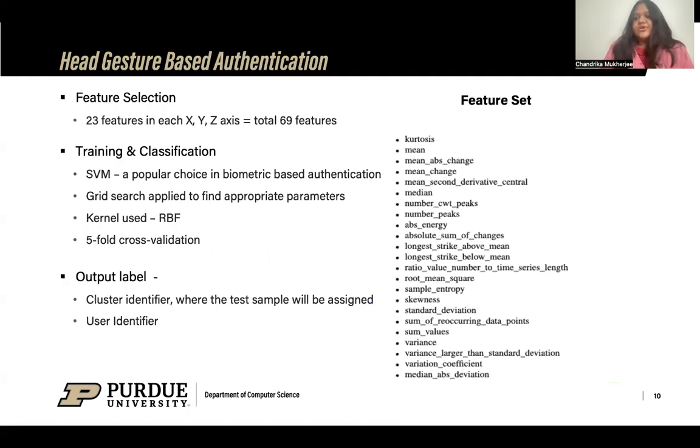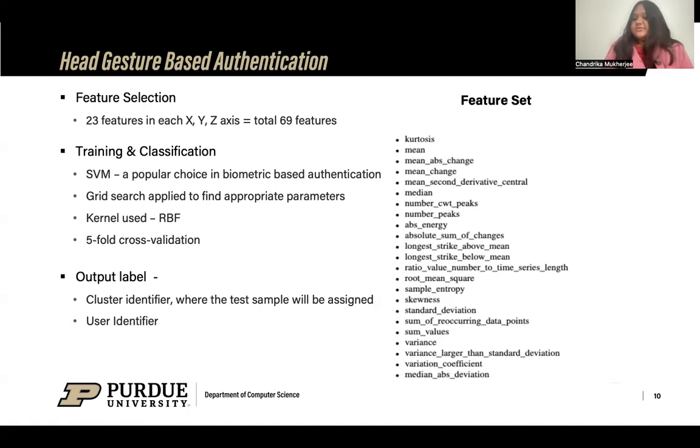Gyroscope data and head origin data, both of them have x, y, z values based on 3 axes. For each gesture on each axis, 23 different statistical features were extracted. The feature set is shown on the right side of this slide. So a total of 69 features were extracted per gesture, and an SVM model was trained.